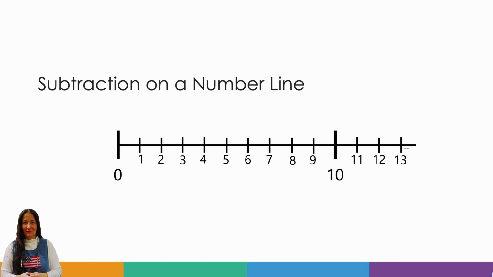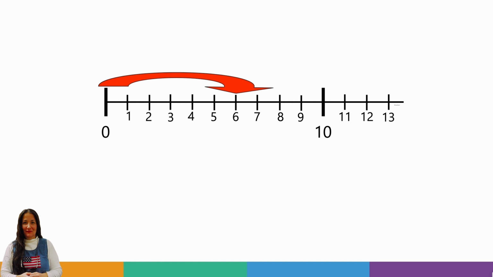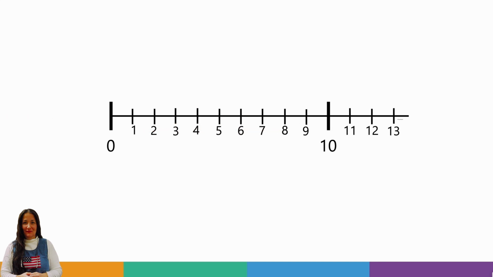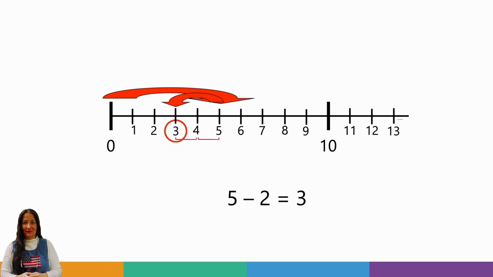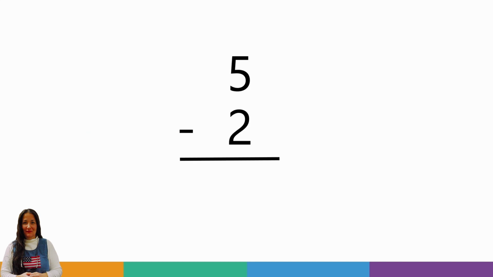Here's subtraction on a number line. 6 minus 1 equals 5. Here we have 5 minus 2. You see how I'm looking at the spaces? It went 2 over. So 5 minus 2 equals 3.